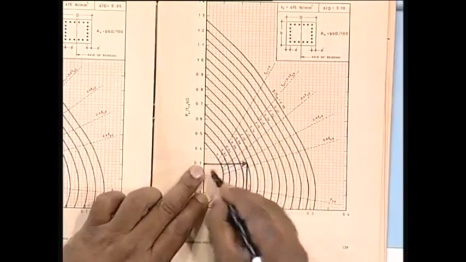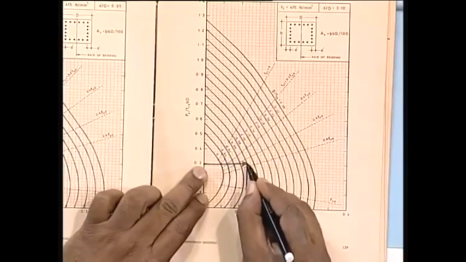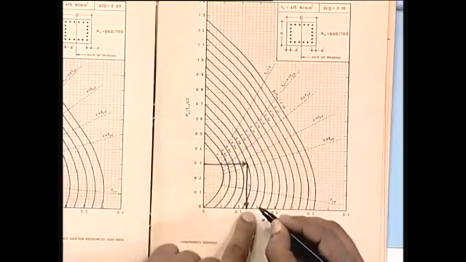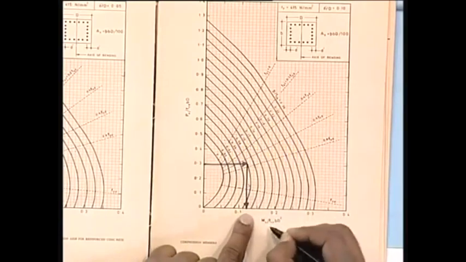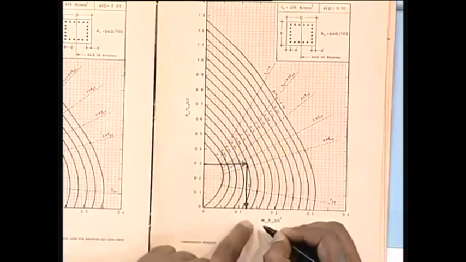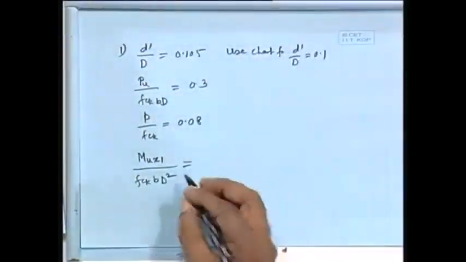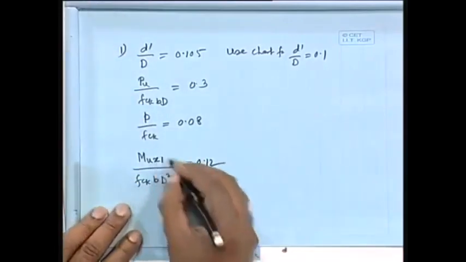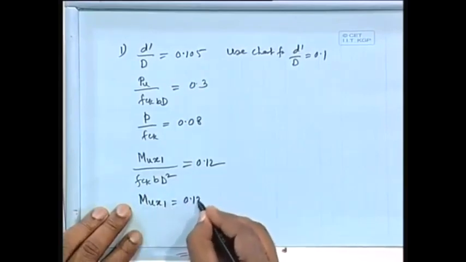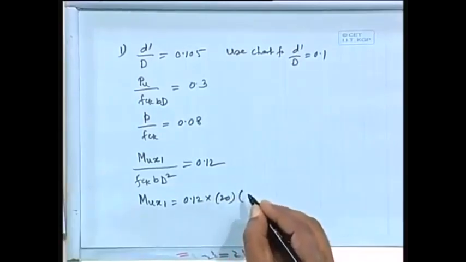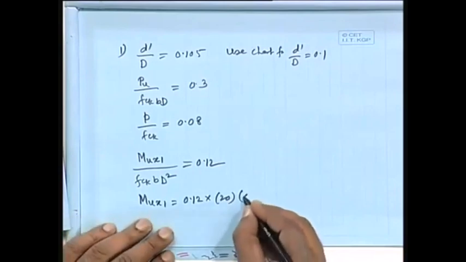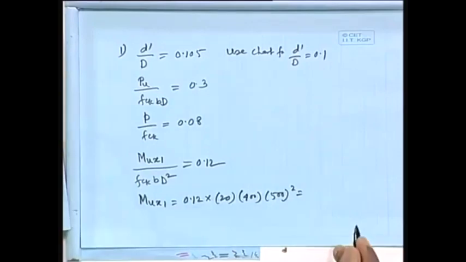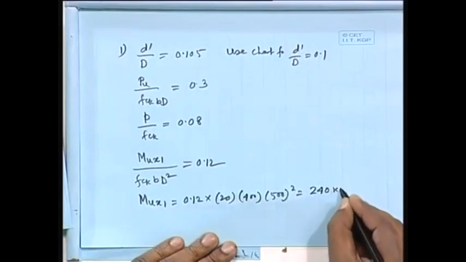I have started here, Pu by fck bd 0.3, then the p by fck 0.08 curve, and you come down wherever it is cutting, at Mu by fck bd square, that is your 0.12. That value we have taken from d dash by d equal to 0.1. So Mux1 by fck bd square is 0.12. What is the value of Mux1 then? Equal to 0.12 times 20 times 400 times 500 square. So 500 into 500 into 400 into 20 into 0.12, so 240 kilonewton meter.